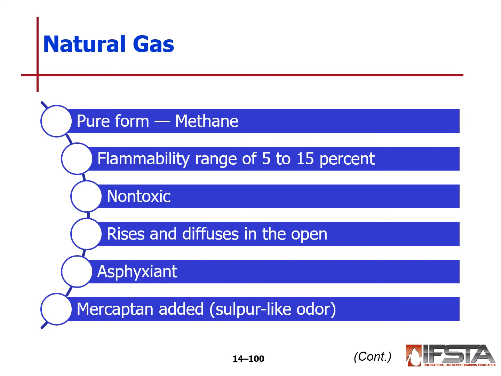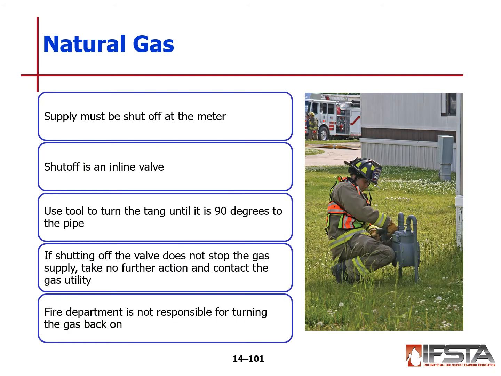Next is natural gas. This is something that we deal with quite a lot on a regular basis. In its pure form, it is known as methane. The range of flammability is 5 to 15%. We know that natural gas is non-toxic. It rises and diffuses in the open. It can be an asphyxiant because it can fill up an area and push away the oxygen. Mercaptan is added to give a skunk or sulfur-like smell or odor so that it can be detected. The supply must be shut off at the meter.